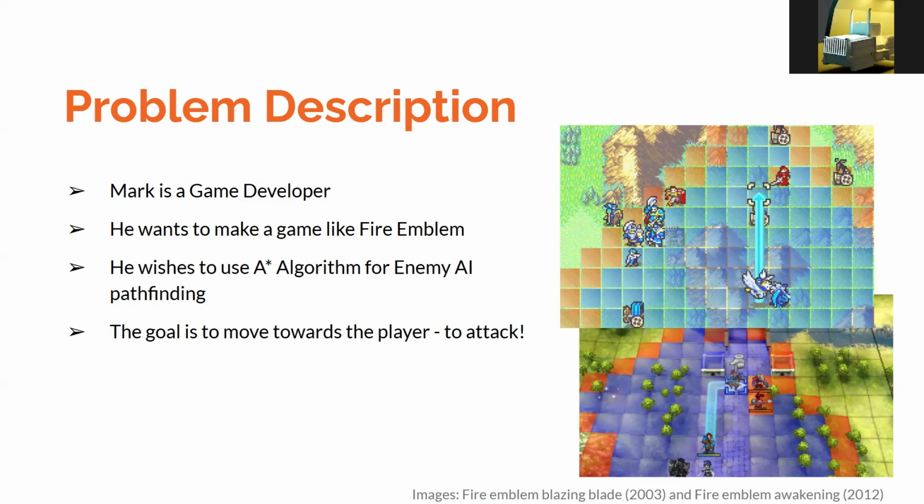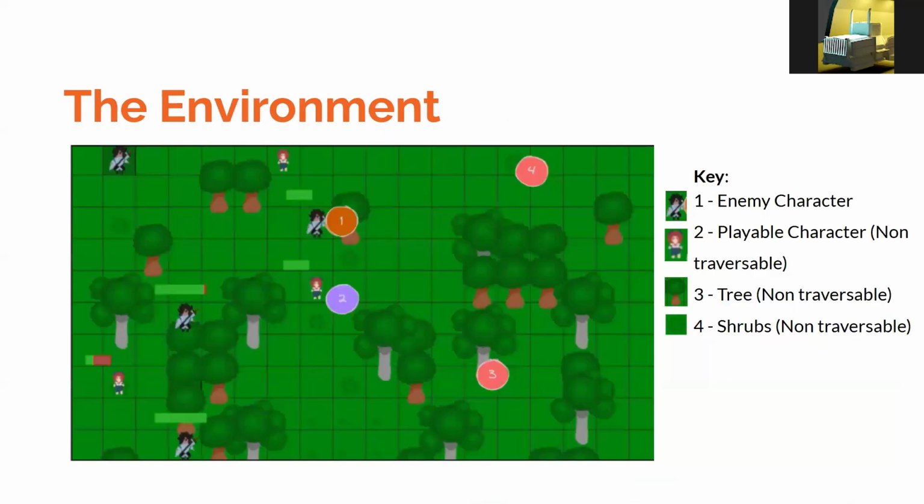It's widely used in games, robotics, and even navigation systems, and it's known for finding the shortest path quickly while balancing efficiency and accuracy. So Mark was planning to use this algorithm for his enemy AI so it can navigate the grid and move towards the player. To better show what was going on in the scenario, let's look at this example.